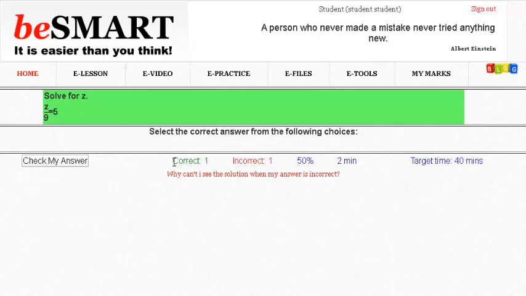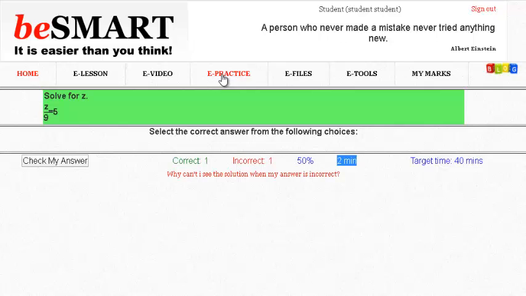If you look here, it says the correct one is 1. The incorrect one is 1. So your performance is 50%, and the total amount of time that you've spent doing the homework is 2 minutes. So this means based on the target time, you have 38 more minutes to solve the problems. So this is the main part of the site, doing the homework online and also getting the solution if there is any problem.